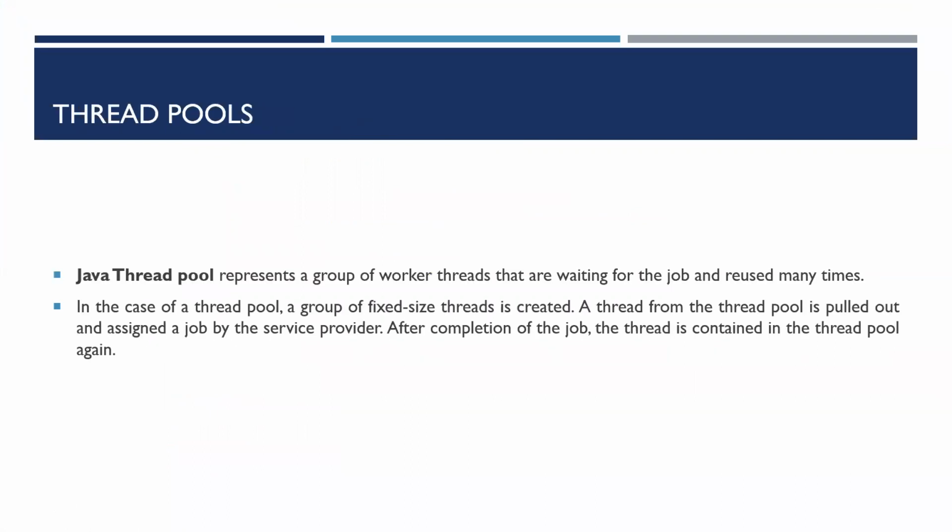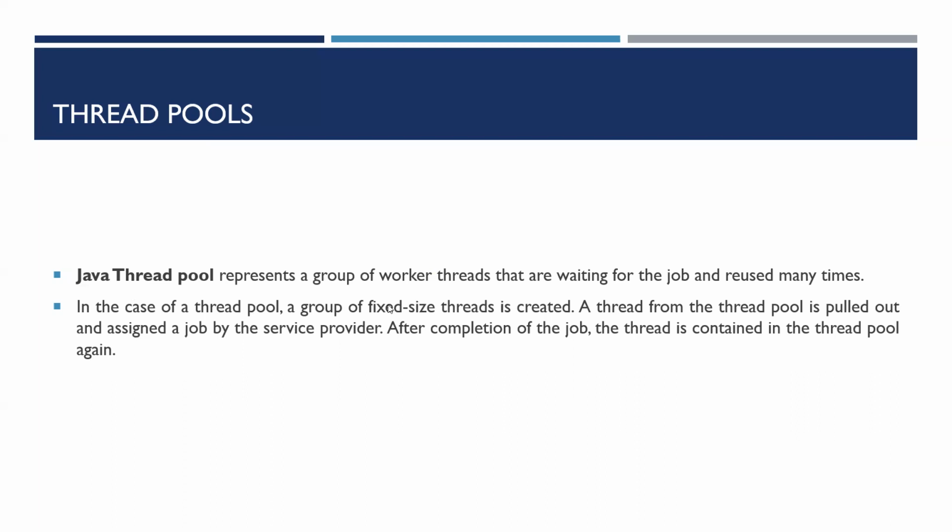So join. Next comes the thread pool. The Java thread pool represents a group of worker threads that are waiting for the job and reused many times. So take your thread pool as a pileup of your Java processes. You have lots and lots of Java processes and you put them in a small pool, and based on their execution time or their activation state, you simply release each and every Java process. They'll do the work and they'll die. So you can take it in that way. So it's a group of worker threads, meaning the threads which are currently working and which are ready to work.